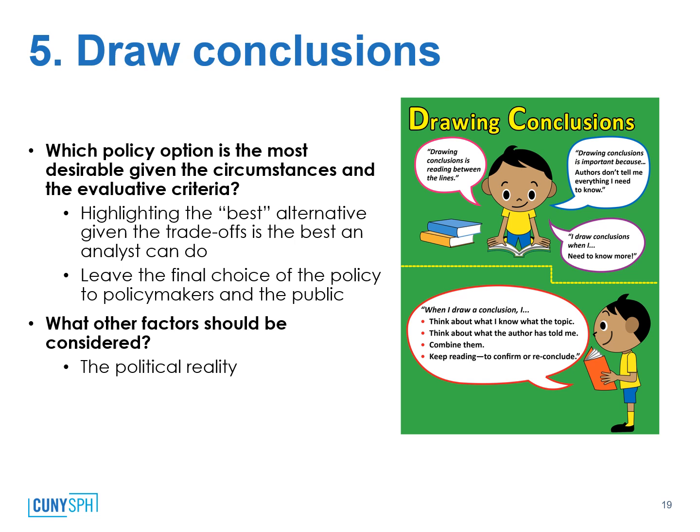Finally, we reach the stage of drawing conclusions. At this point, our role as analysts is to highlight which option seems most desirable given the evidence and the criteria that we've applied. But it's important to remember, we don't make the final choice. That responsibility rests with policymakers and the public. What we do is clarify trade-offs, make the consequences visible, and point to the alternative that best aligns with the goals and constraints. And of course, all of this has to be understood in light of political reality.